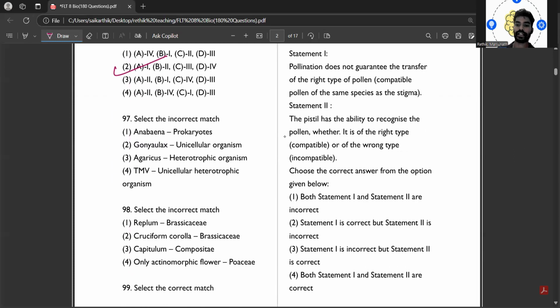Next, moving to the 97th question, select the incorrect match. Out of these, all three are correct except this. TMV, what is it? It is actually an acellular organism, a connecting link between the living and the non-living, a virus.